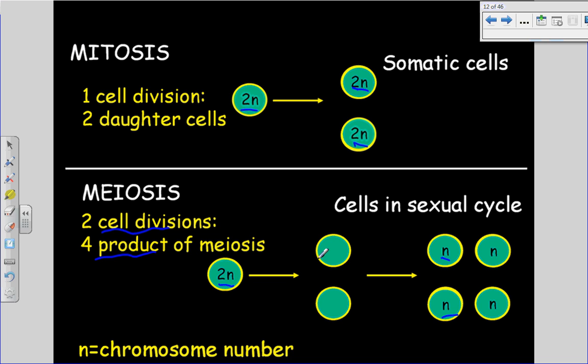1N. This is showing that there's two cells at the end of the first division, and each of those is going to divide further to give you four cells. And that's only in sexual reproduction. So certain cells in the reproductive organs of the organisms will undergo meiosis in order to produce these haploid cells.